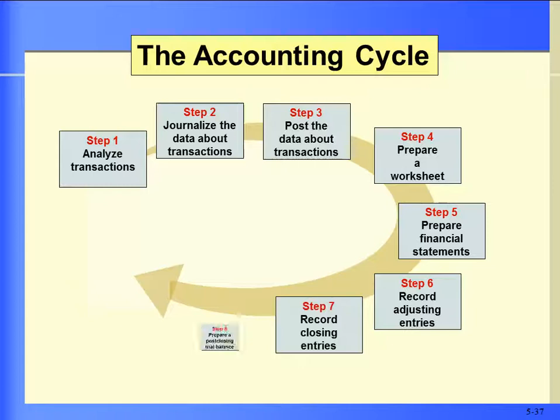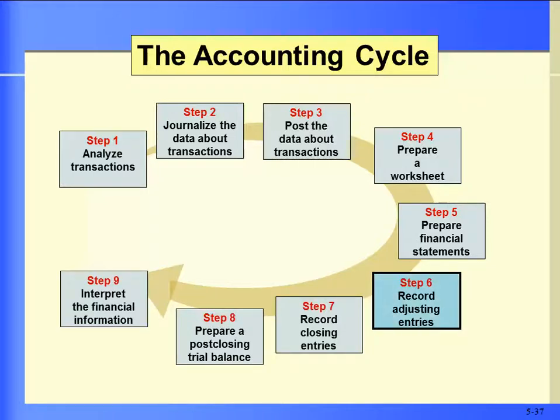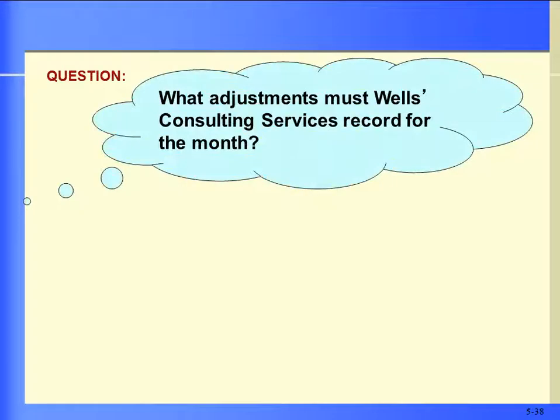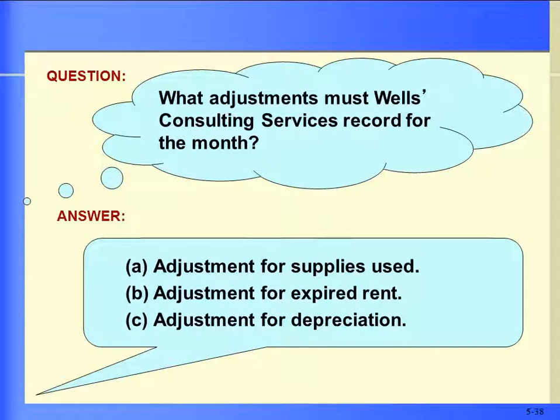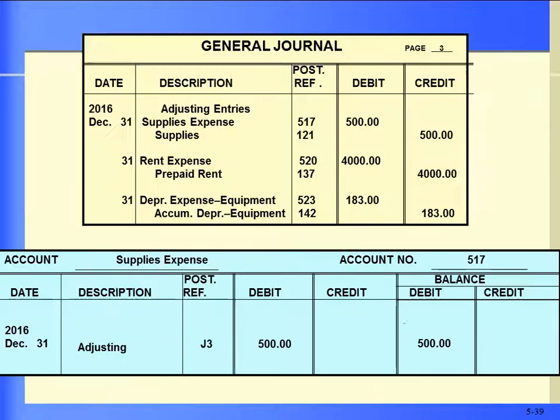Gotta love this slide. So where are we now? We have to record the adjusting entries. So what adjustments did we have for Wells Consulting? We had 3, right? So we had adjust for supplies, expired rent, and depreciation. So this is what we're going to do in the general journal. We're going to do the journal entries, then we're going to post them.